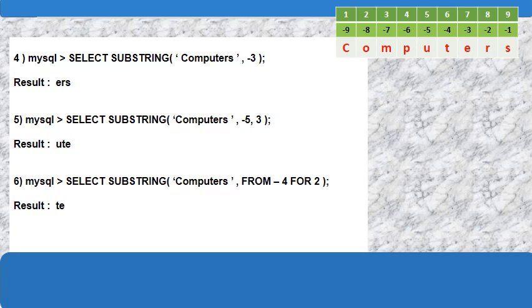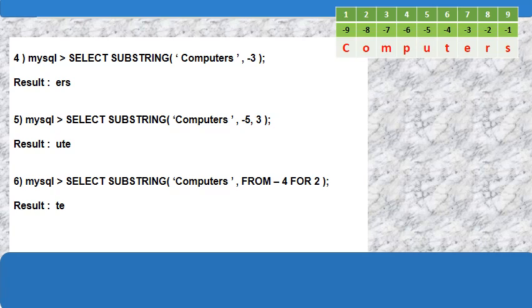Please see the string computers with its forward and backward positions. Example 4. Select substring computers, -3. This query is for extracting the last 3 characters from the given string computers. So ERS will be the output.